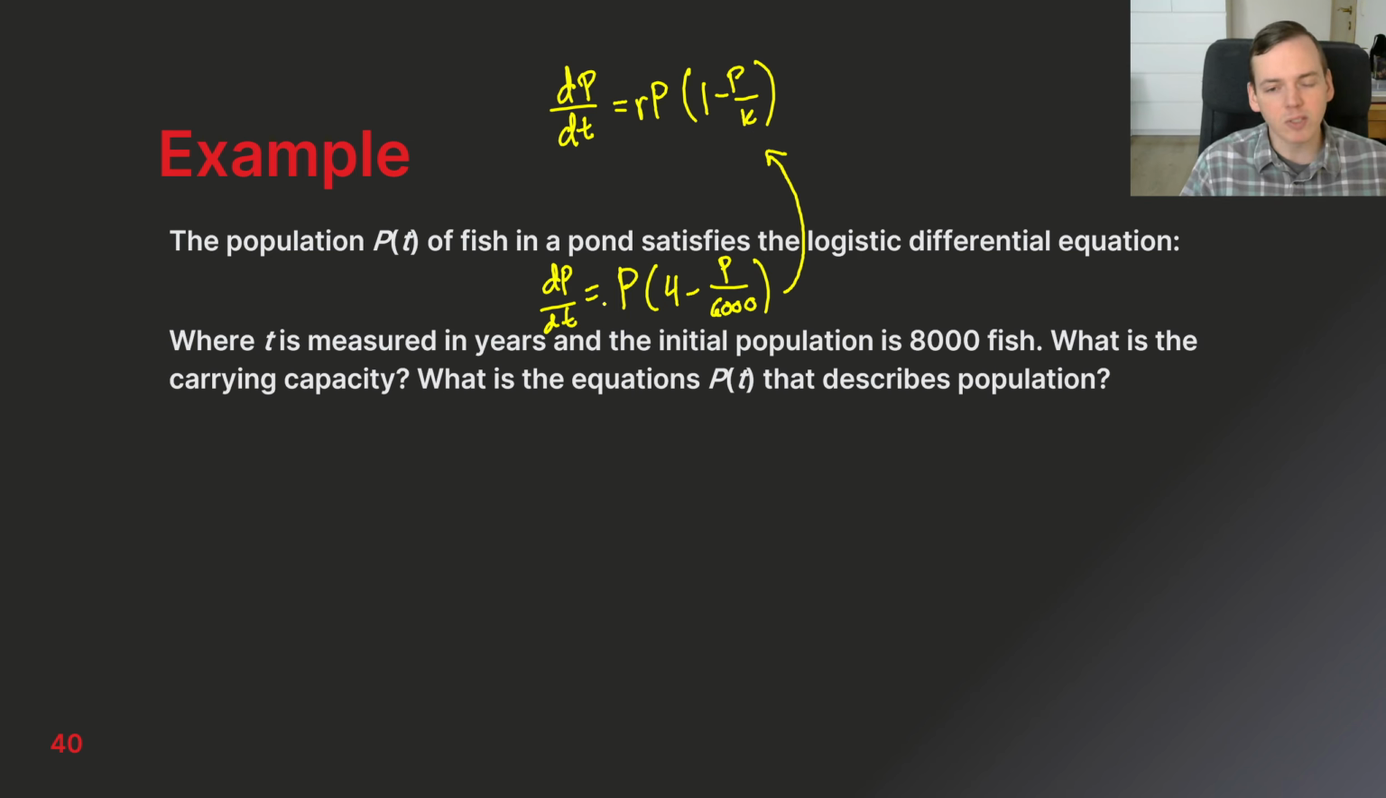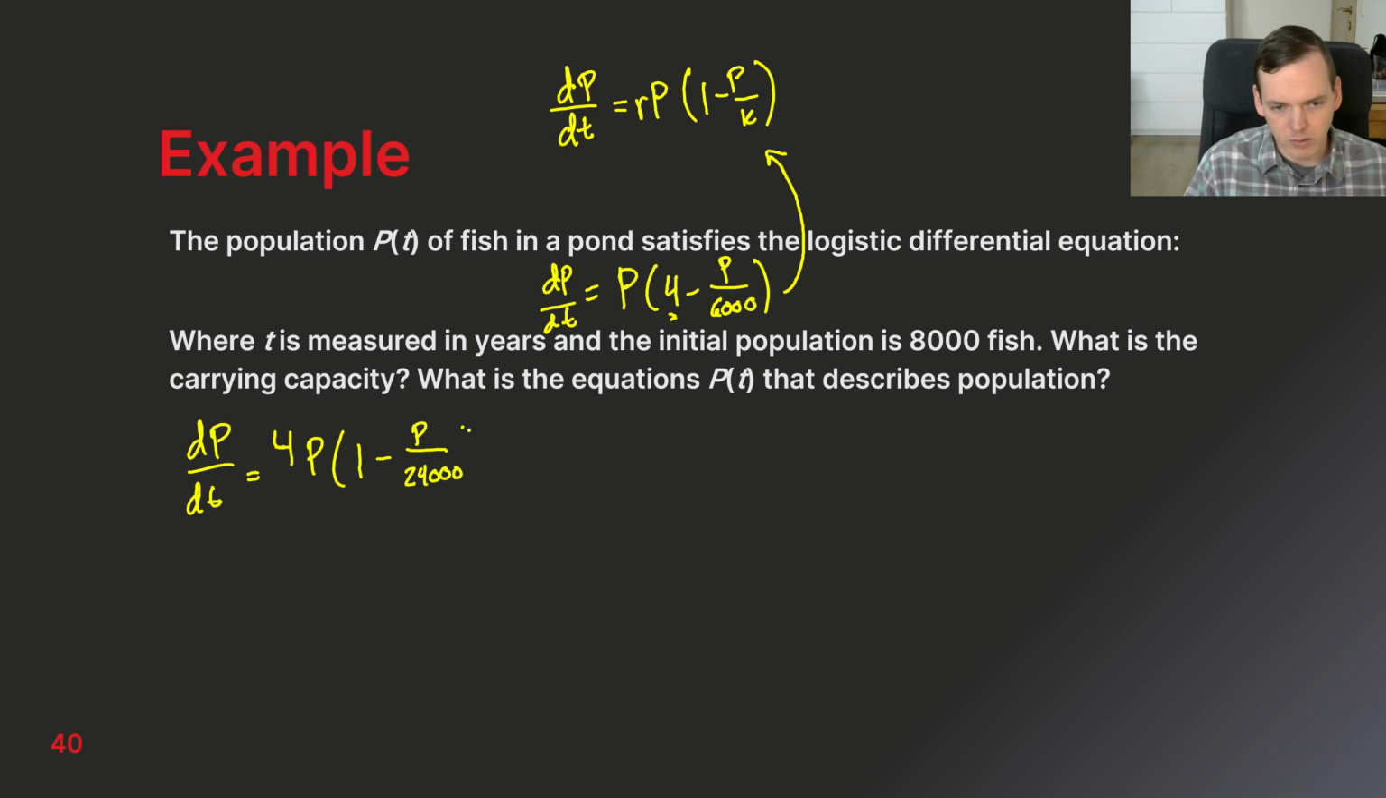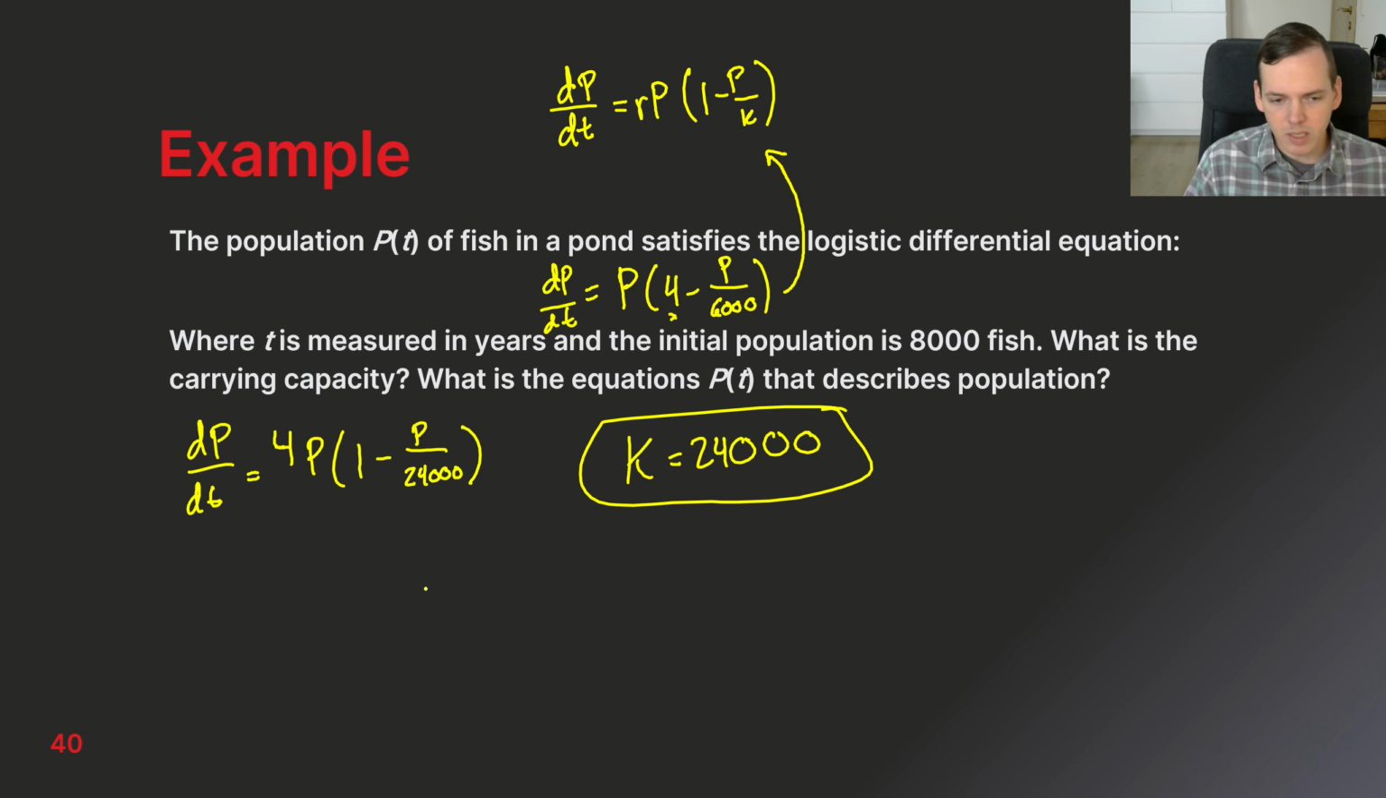And this is how most of what we're going to do here will work. So the problem that I have is I shouldn't have a 4 right here. So I need to get rid of that. I need to factor out a 4. So dP/dt is equal to 4P times (1 minus P over 24,000). Because again, if I'm factoring out a 4, divide both by 4, so that's the same as multiplying the denominator by 4. And now we see that K equals 24,000.